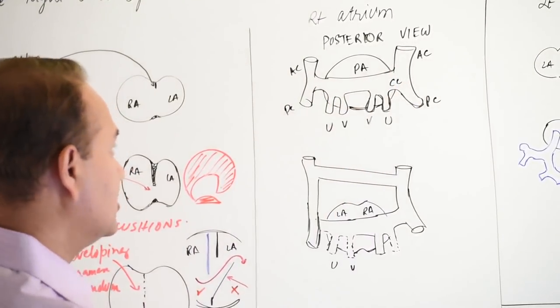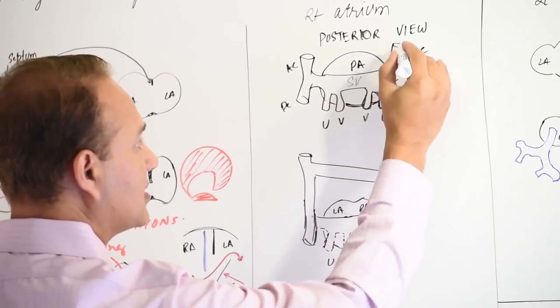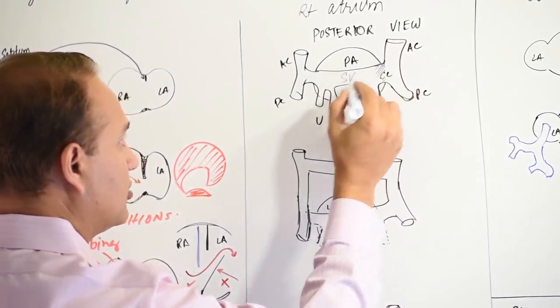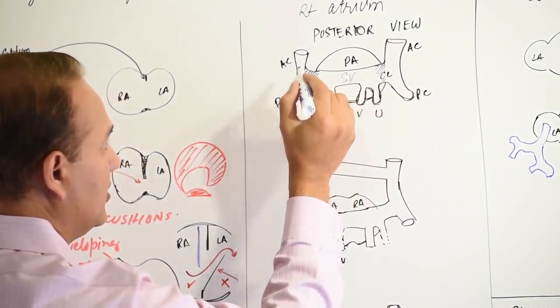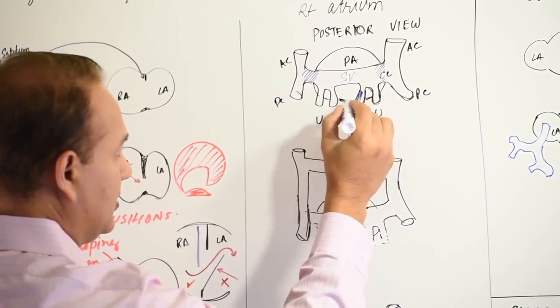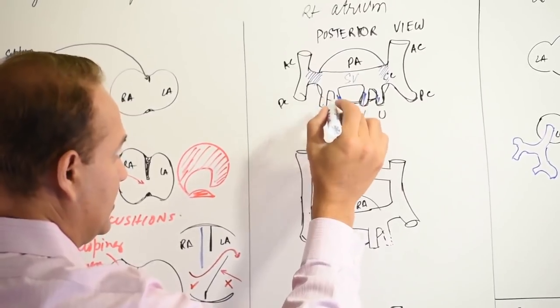So what are those branches? So here is the sinus venosus. The branches are the anterior cardinal, posterior cardinal, and common cardinal. Keep an eye on the common cardinal. This is the common cardinal. Then there are vitelline veins. There are two vitelline veins. This is one, this is another. And umbilical veins. This is one umbilical, and this is another.